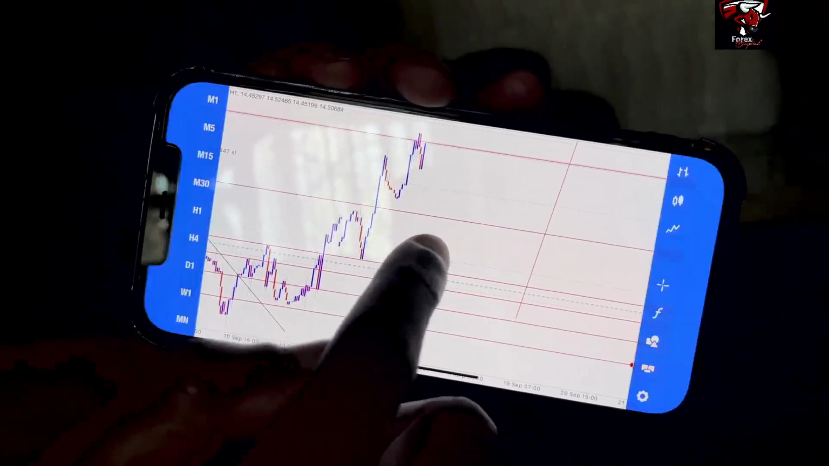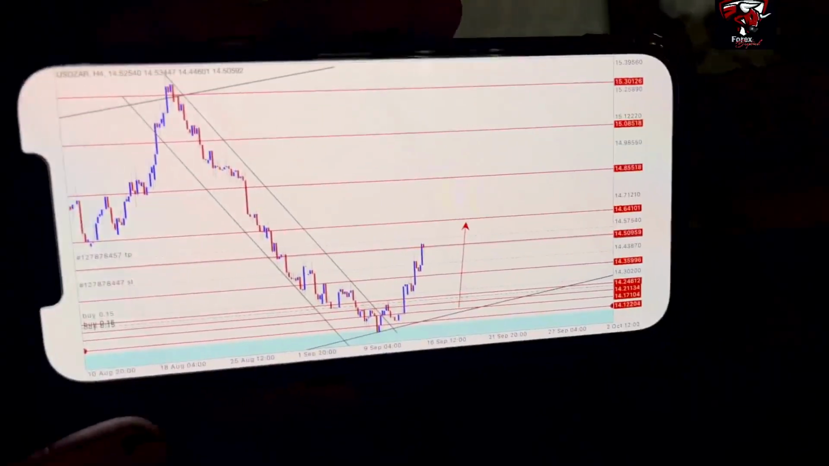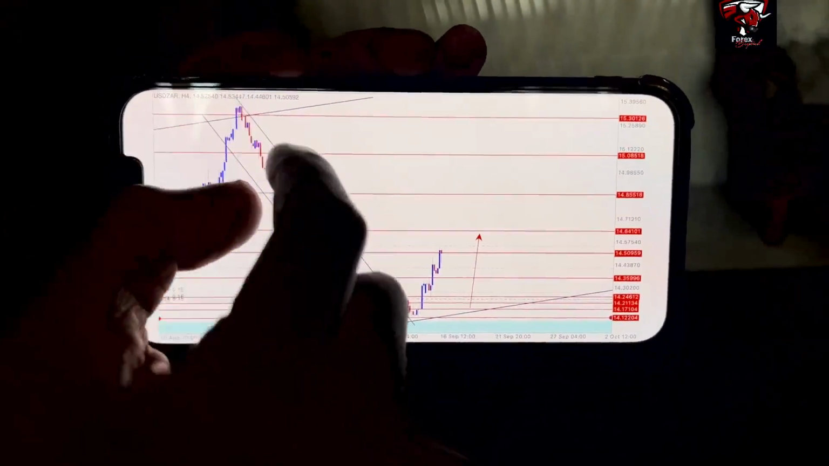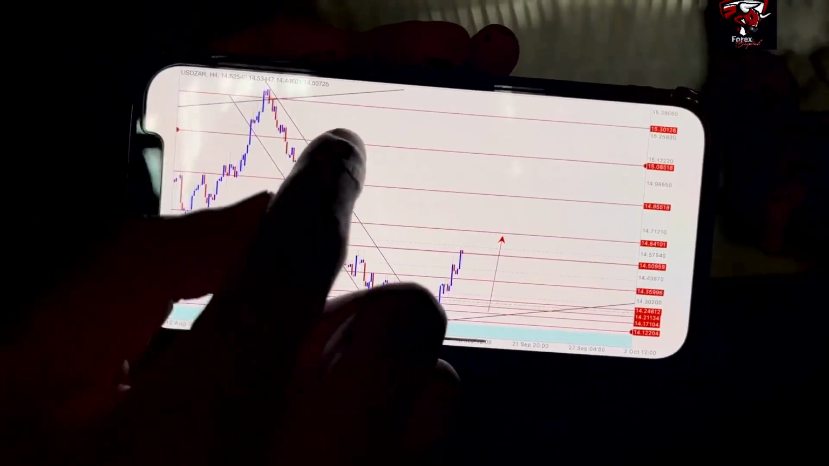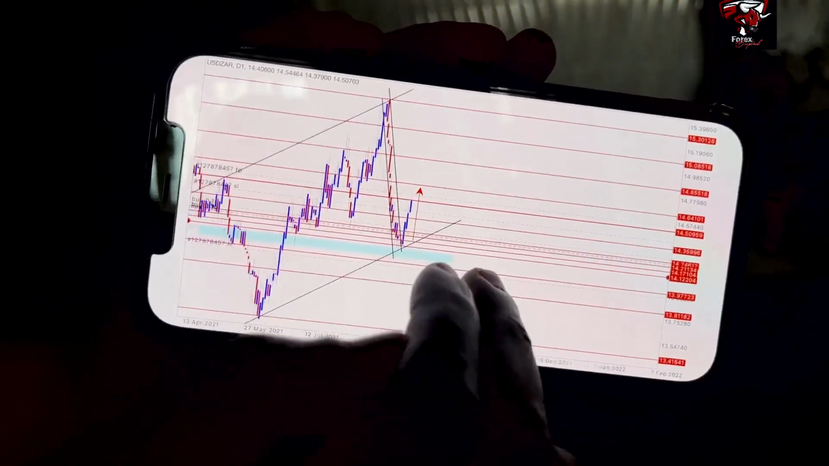If I show you this on a higher time frame, you can see that we're in an overall bullish trend, but we're in a small bearish trend. The moment we broke outside this bearish trend, we knew we were going to go for buys. So this is the overall direction that we're anticipating.